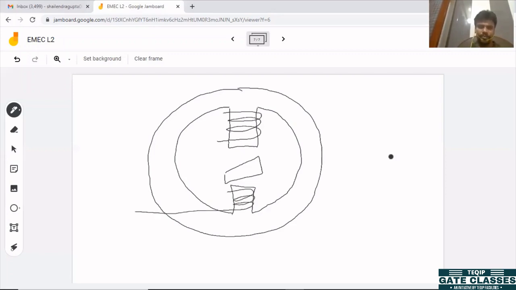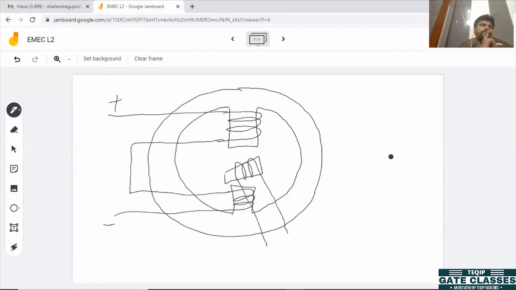So these are two poles of the stator. Connect this in series. So this will be having our plus minus, and we will also be having winding on this rotor.